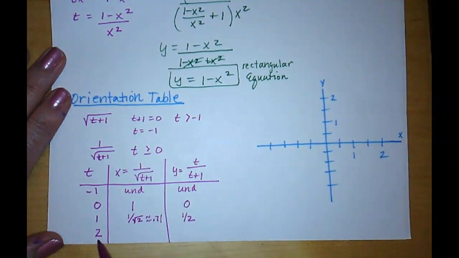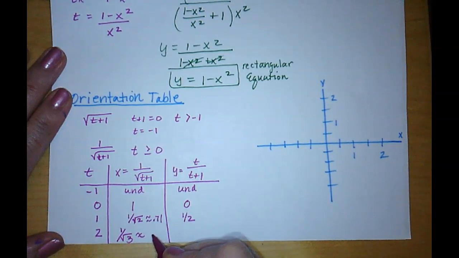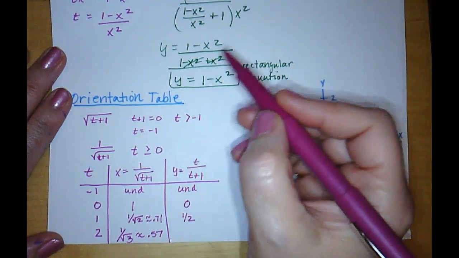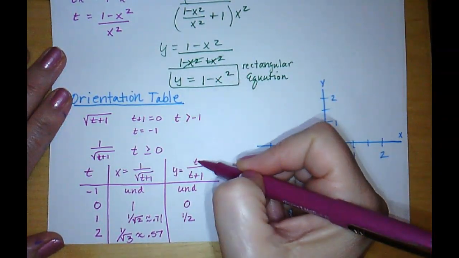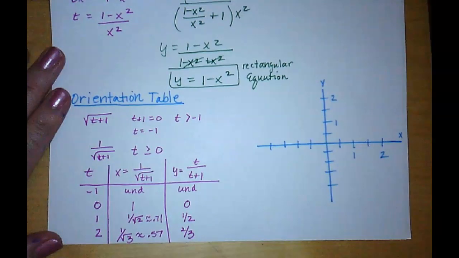And then when we do it with 2, 2 plus 1 is 3, so that's 1 over square root of 3, which is getting closer and closer to the halfway point, so this could be about 0.57. Or technically you could have said 0.58 if you round. And then when you put it in over here, I put the 2 in the top and the 2 in the bottom, so I get the fraction 2/3. And so that's going to give our orientation.